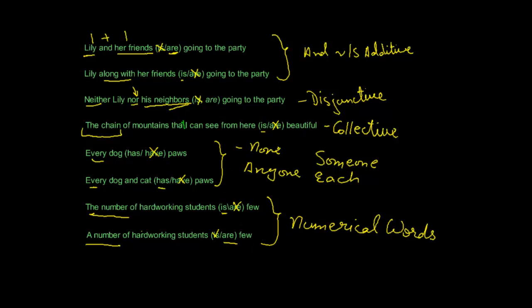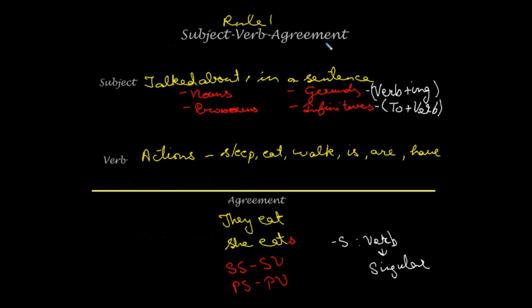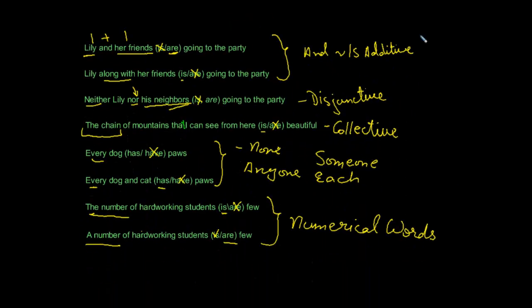So what all have we covered till now? We started with subject-verb agreement. We already know that nouns, pronouns, gerunds and infinitives can be our subjects, verbs are actions, and we have to look for their agreement. So that's our rule number 1. Subject and verb. If you have a singular subject, you will be looking for a singular verb. If you have a plural subject, you will be looking for a plural verb. And for these examples, in the first one we did and additives. So wherever you have an and, you have a plus sign. That means there are two. That means we have a plural subject.